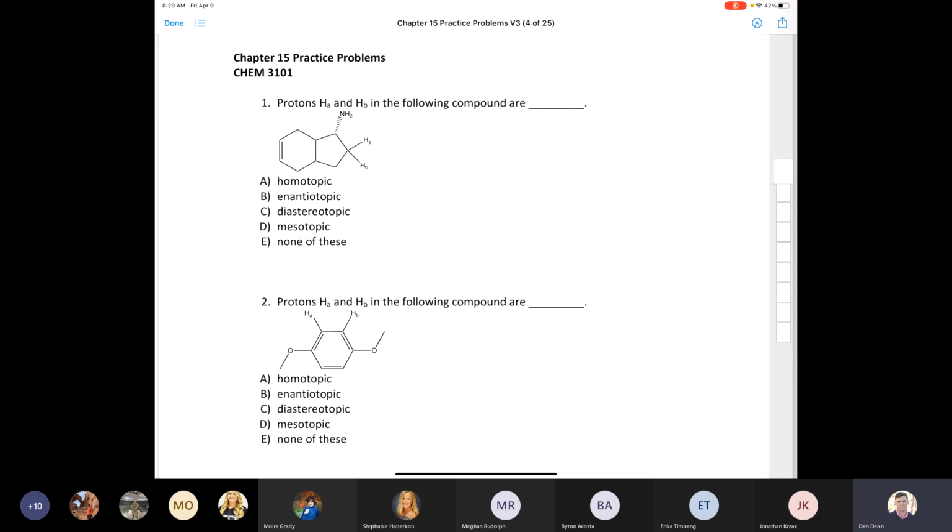And let's start with the first question. It says protons HA and HB in the following compound are, would these 2 protons be homotopic, enantiotopic, diastereotopic, mesotopic, or none of these? Anybody have an answer for this one?